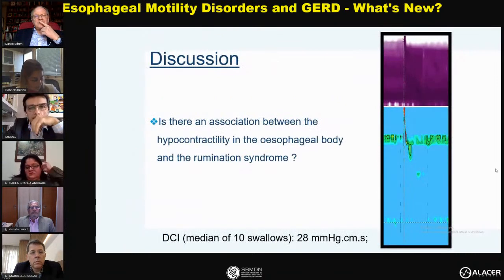So now we're going to bring some questions for later discussion. The first one is: is there an association between the hypocontractility in the esophageal body, as we can see on this picture, and the rumination syndrome that the patient presented? Just to remind the audience that the DCI was really below the normal value.